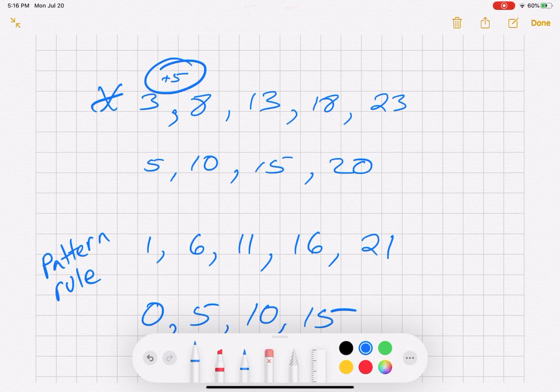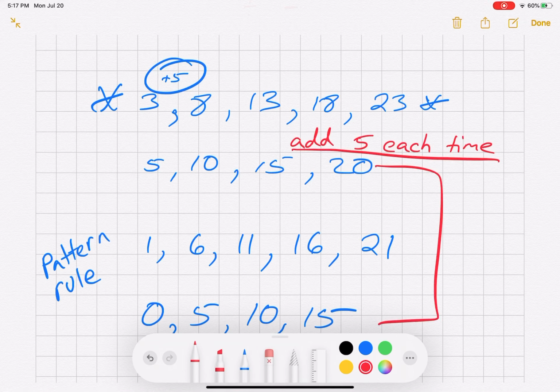So the pattern rule tells you how to make that pattern. Okay, so I want you to ask yourself, how was this pattern made? Okay, so this pattern, if you're saying this pattern was made by add 5 each time, does that give us all the information that we need to make that pattern? No, this rule actually applies to all of these.